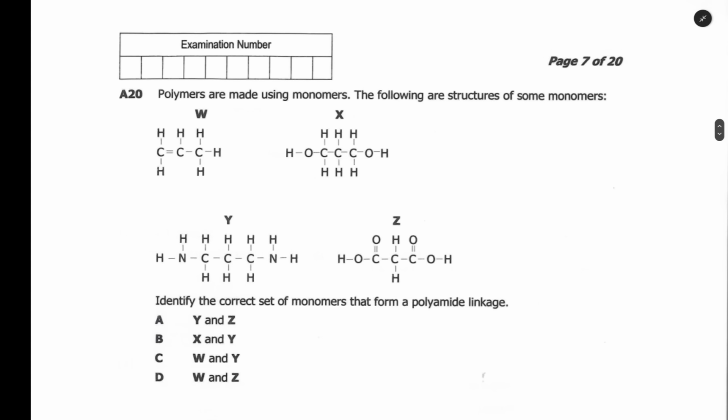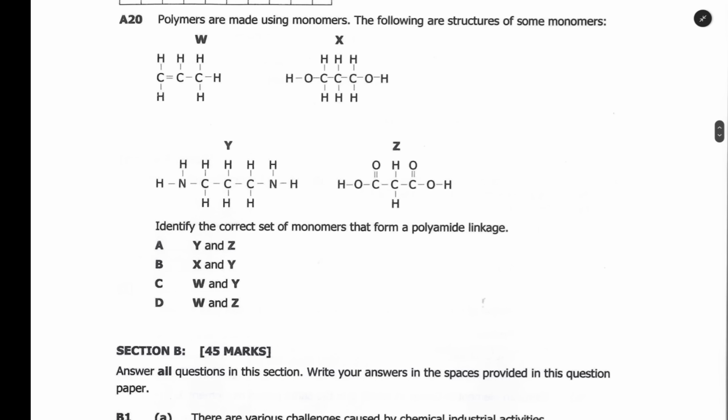All right, let us proceed to question 20. Polymers are made using monomers. The following are the structures of some monomers. So here are the structures that you can see. W, X, Y, Z. Identify the correct set of monomers that form polyamide linkage.